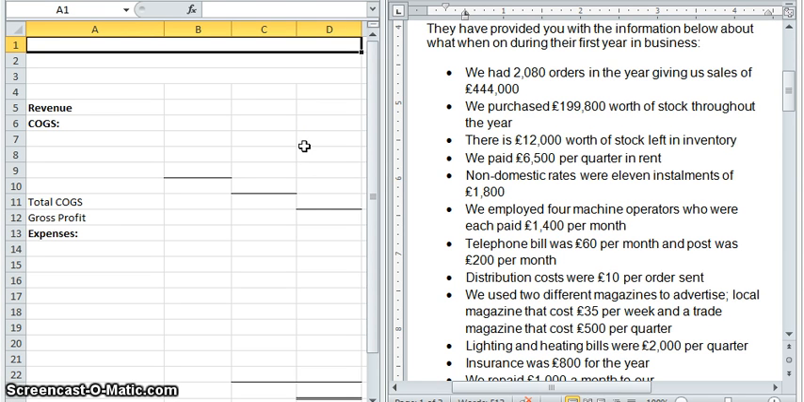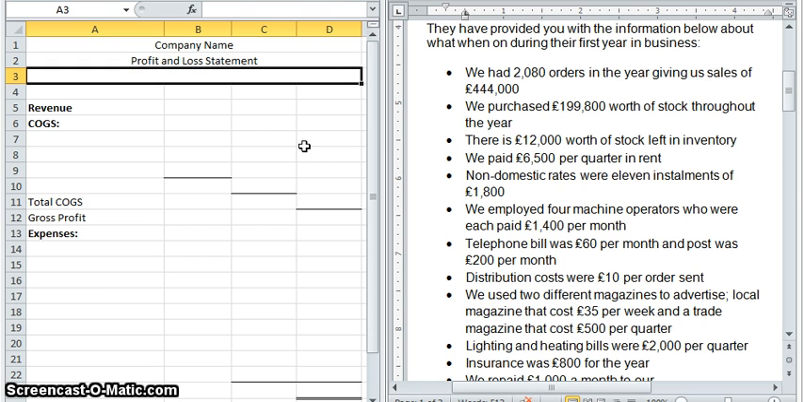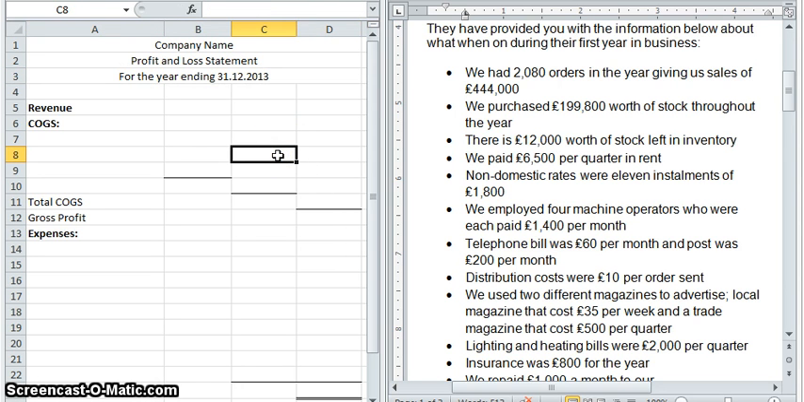Before we begin, we always must put our title in. The first line is always the company name. The second line tells us what type of statement it is, so our profit and loss statement. And finally, this tells us about our date. Remember, for a profit and loss, it always needs to be in the format of for the, in this case it's a year, ending, and in this case it is the 31st of December 2013.